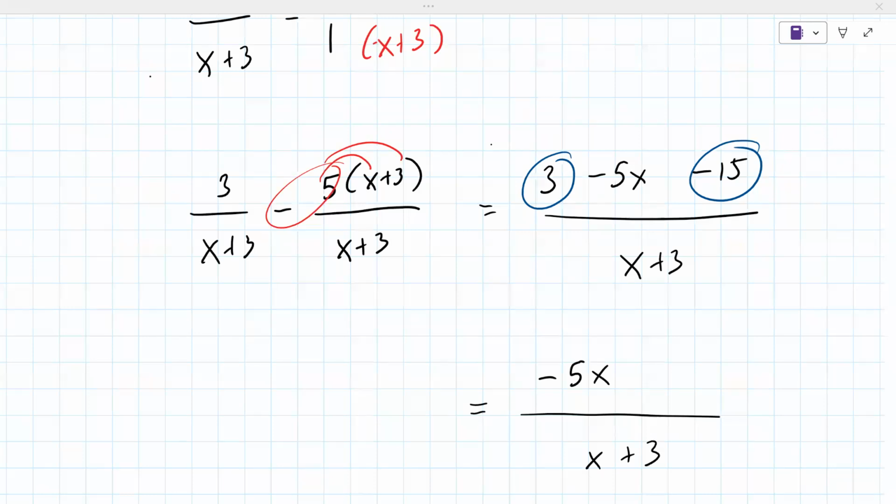-18. Nope. That's what I did. -15 minus 3. But that's not what's written though. Is it 3 positive or negative? The 3 positive and negative. Yes.